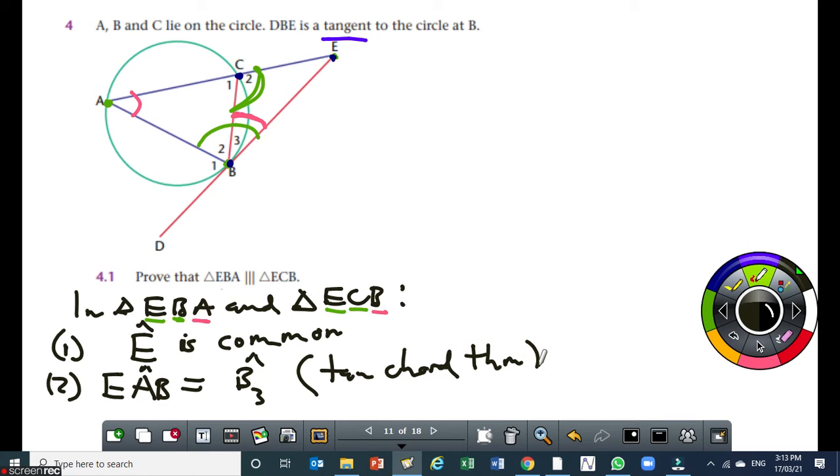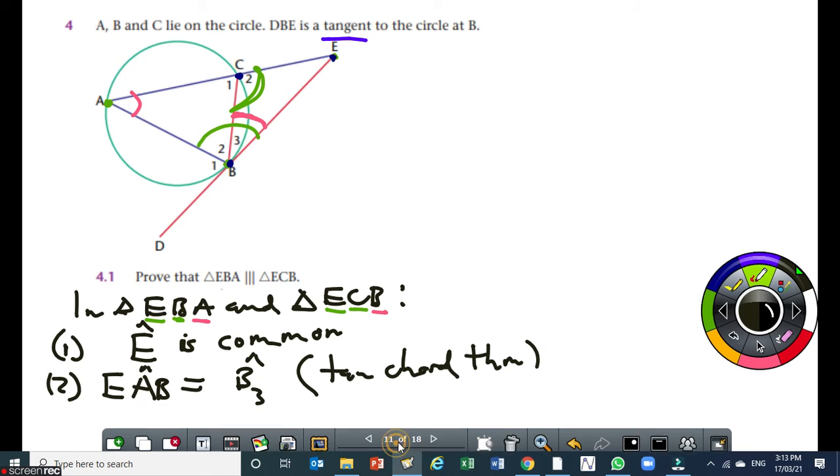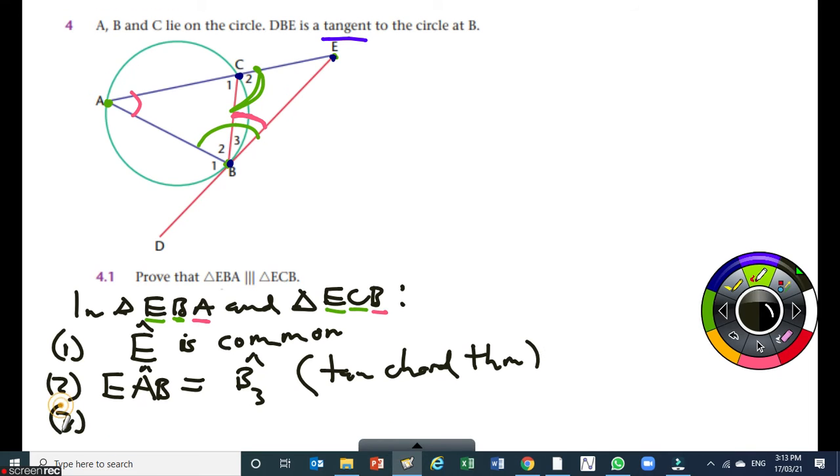Now remember, it's not easy to prove that angle ABE is equal to C2. So the only way that I can prove that those two are equal is by saying, number 3, angle ABE is equal to C2. This is based on sum of angles in a triangle.